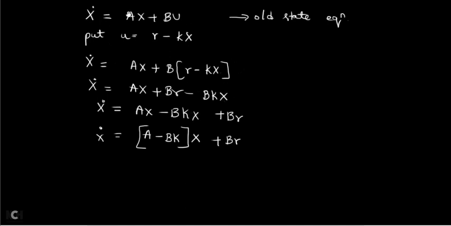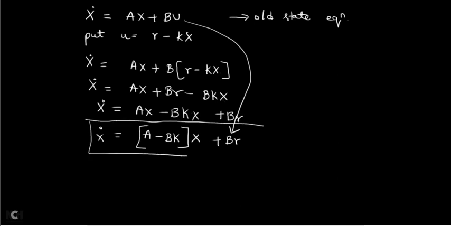This was the original, x dot is equal to ax plus bu. Here what was the state matrix? Capital A. Stability depends on which matrix here? Capital A. Can you control capital A? No. You don't have the control. That is why it's called the old state equation. Now this old state equation is converted to this new equation. This is your new state equation.